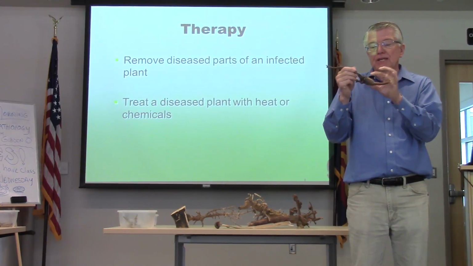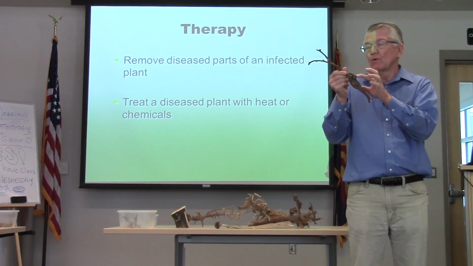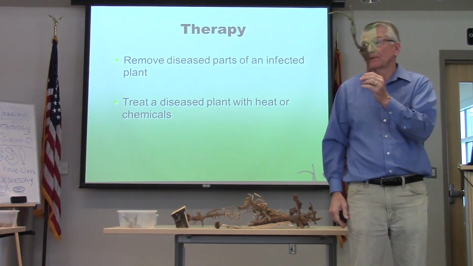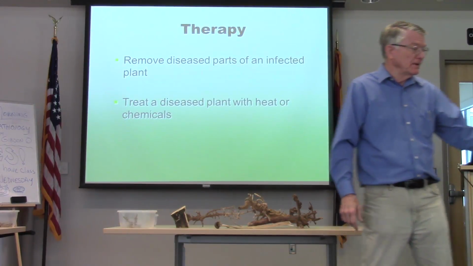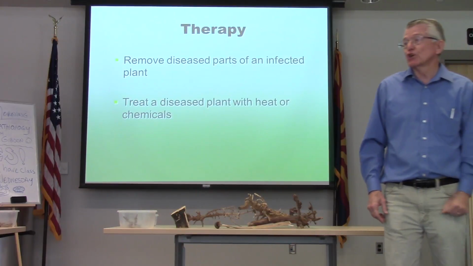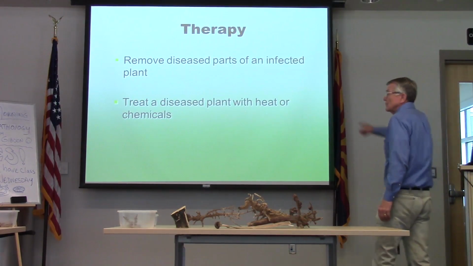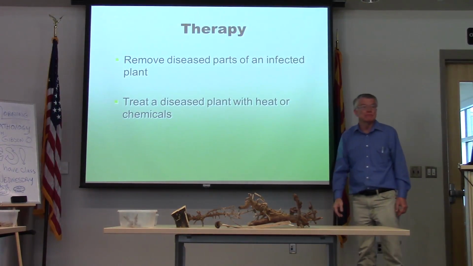Once it gets to this stage, you'll notice that these little stubs of the mistletoe branch are all the way around. Pretty tough to do. So therapy, including surgery, may be relatively difficult to do, but it's a possibility if we get it early enough.